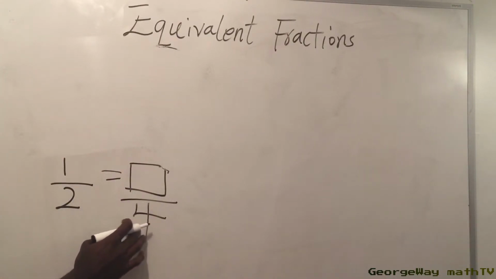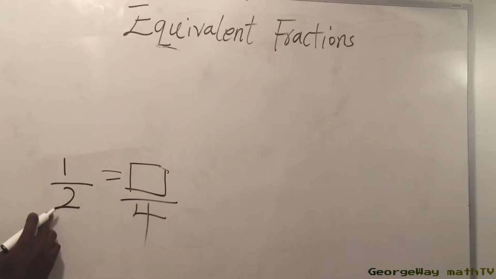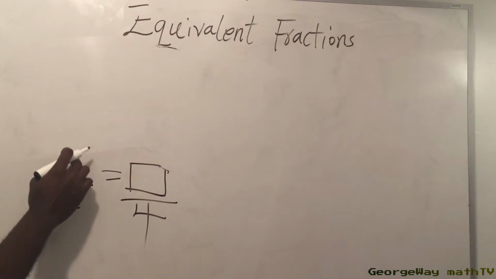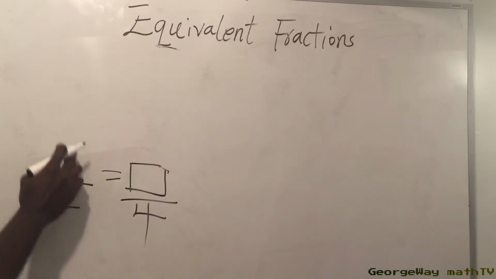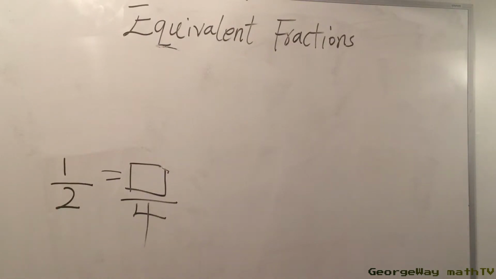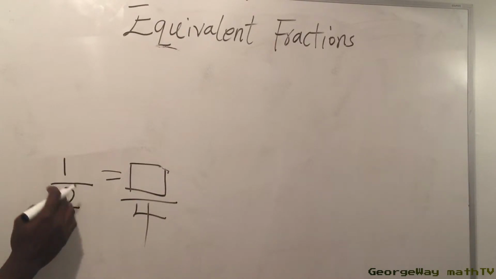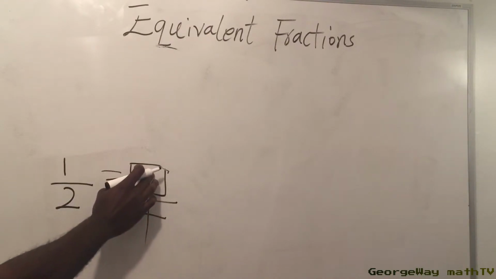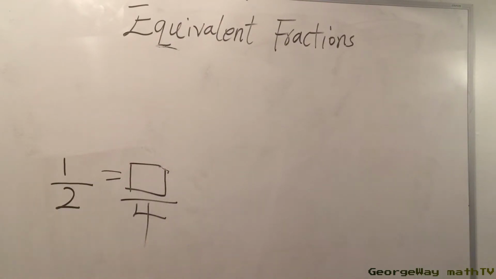So this denominator, you're going to divide it by the other fraction's denominator. And then whatever you get when you divide, you're going to multiply by the top and the bottom of this fraction right here. And whatever you multiply the top by will go to the top right here as your answer.